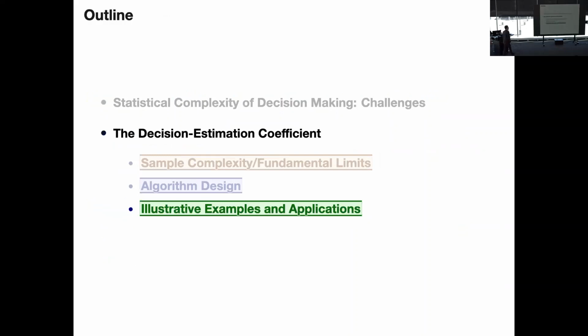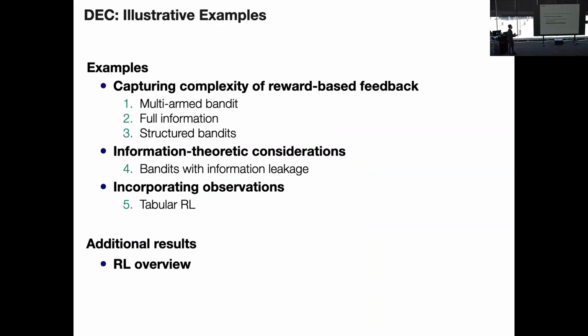Okay, with that, I think I've said all I wanted to say about the high-level results. So now we can do what I really wanted to do from the beginning, which is give some intuition as to what this DEC actually looks like and how it adapts to the complexity of different problems. We're going to do this by walking through a few different examples. We're going to first look at some examples that show how this can adapt to structure in the reward landscape. Then we're going to look at some examples that are more information theoretic in nature.